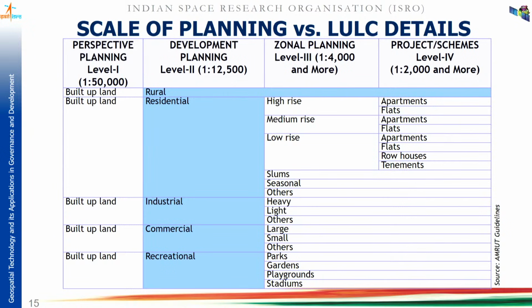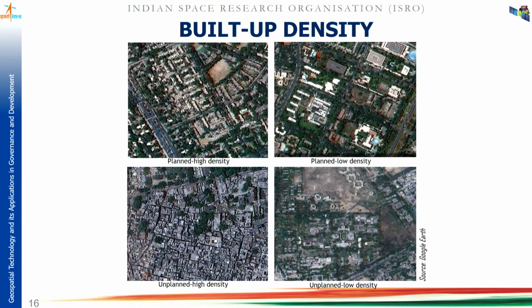Then you see what kind of plan you have to make, a perspective plan or development plan, that is the first objective. That defines your scale of mapping, and then that scale of mapping decides the data products you have to use. Whether you have to use low resolution, medium resolution, high resolution, or maybe very high resolution. It depends on the scale of the mapping, or what your aim is. You are making a zonal plan, or a project scheme, or a perspective plan. This all decides the scale of the mapping, and then that decides the data to be used.